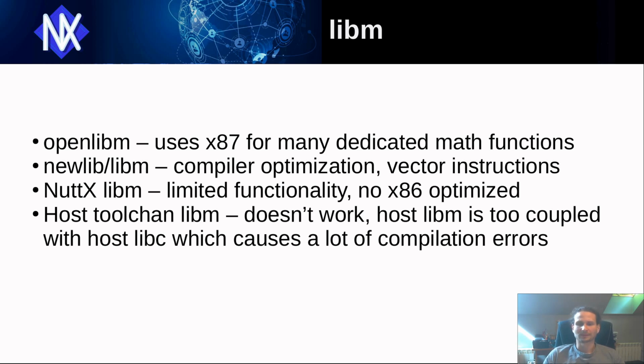When it comes to math library support for x64, we have two reasonable options to choose from. The first one is OpenLibM, which uses x87 legacy instructions for many math functions. And the second one is the newlib library, which depends on compiler optimization, and compilers prefer to use vector instructions.